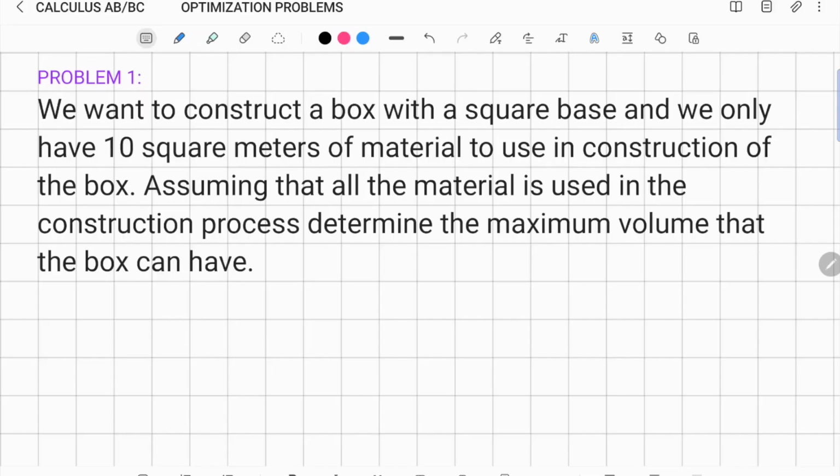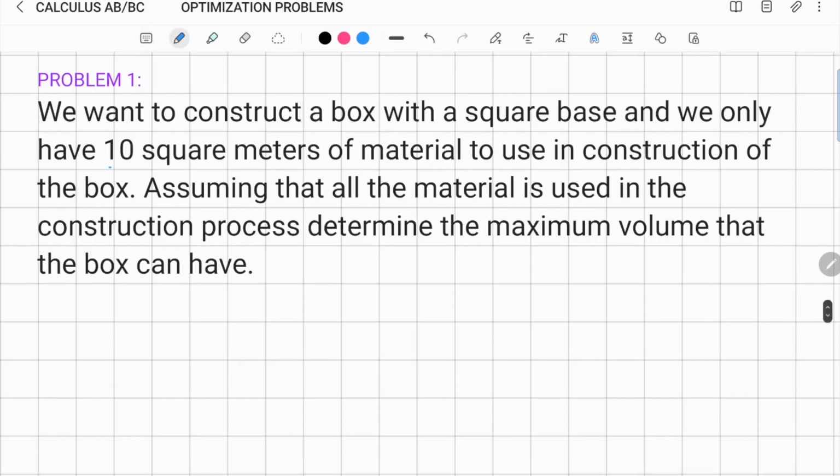So here we have problem 1. We want to construct a box with a square base, and we only have 10 square meters of material to use in construction of the box. Assuming that all the material is used in the construction process, determine the maximum volume that the box can have. The very first thing that we need to do here is to consider the area, the maximum volume. The box is going to have a square base.